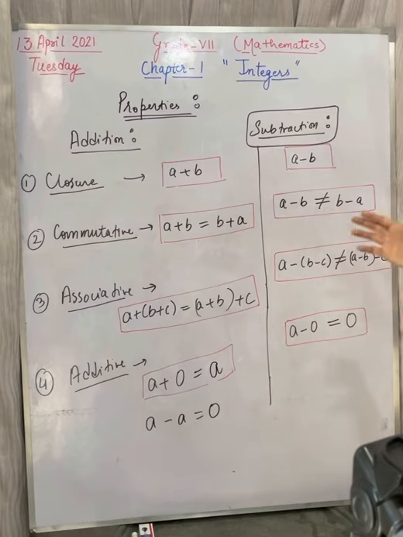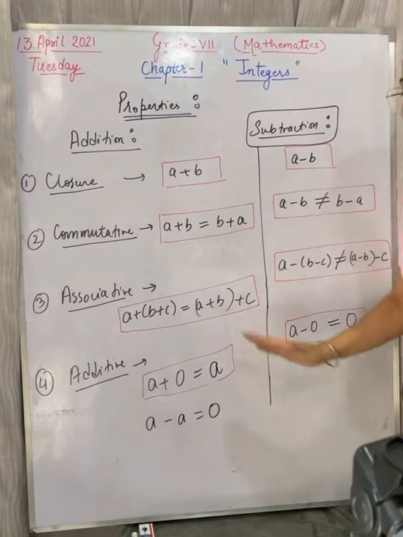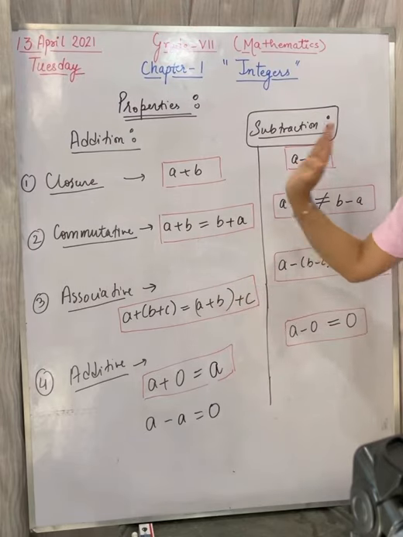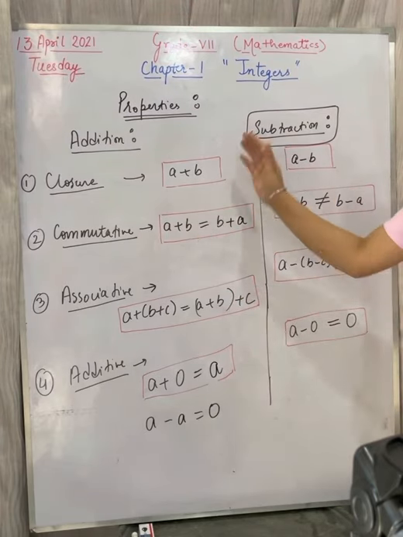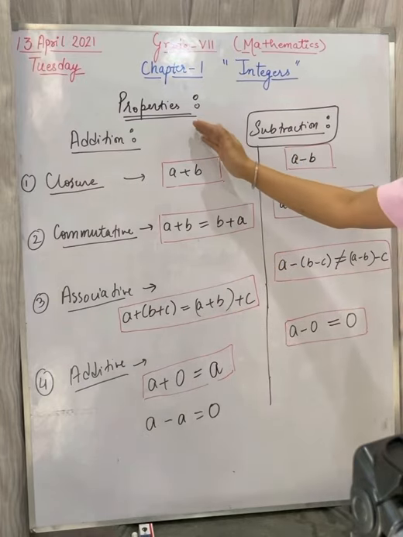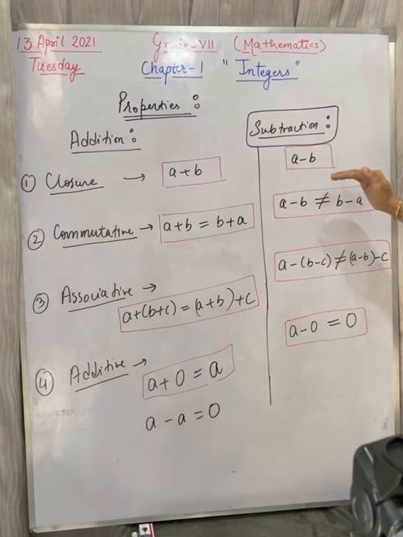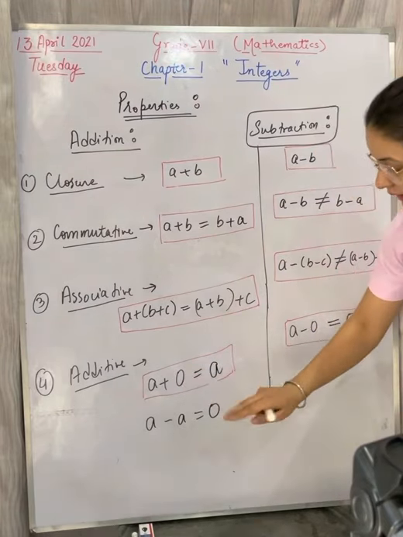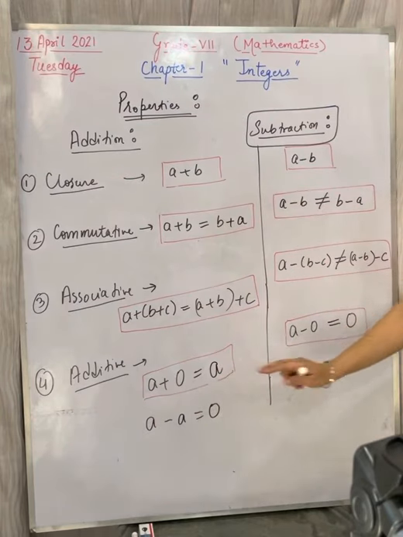So whenever you are learning these properties at home, please make a difference between both the properties, like I have written here on the board. In this way you will be able to understand. In addition they are equal, in subtraction they are not equal. Last is the additive property. Here a plus 0 is always equal to a.